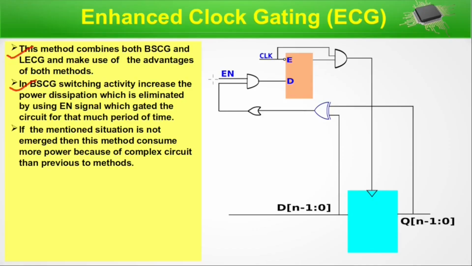With enable, we are controlling this circuit more. If the mentioned situation does not arise, then this method consumes more power because of the complex circuit than the previous methods. So this is a complex circuit, extra circuitry is there, this enable is here. It consumes power. When it's in action, it actually consumes a lot of power. This is enhanced clock gating. Now we will move to the next slide.